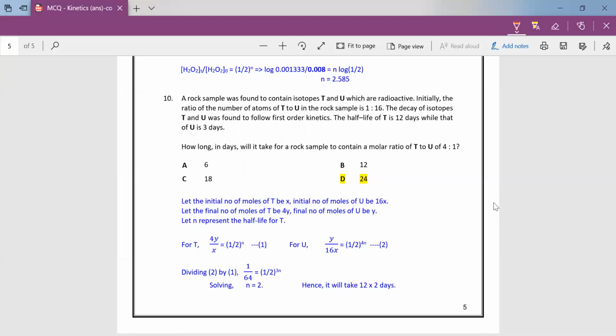This set of calculation, you will probably take a while to understand it. So take your time to pause and look at this explanation.